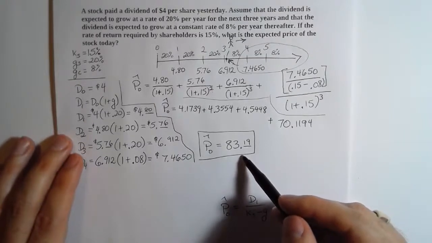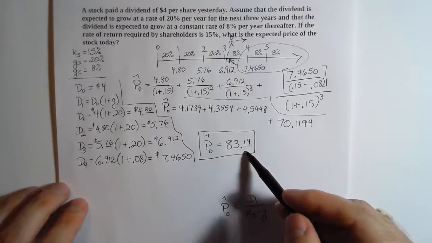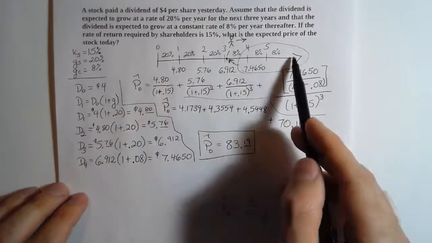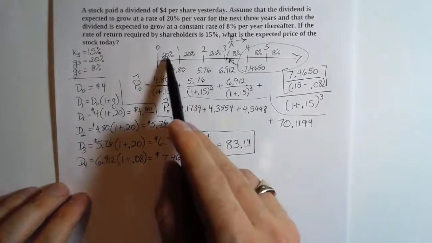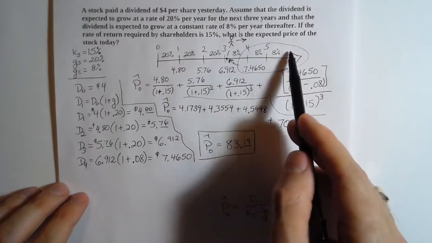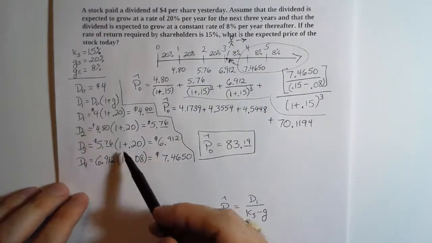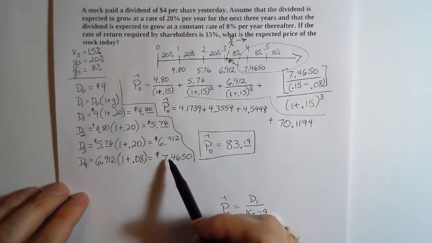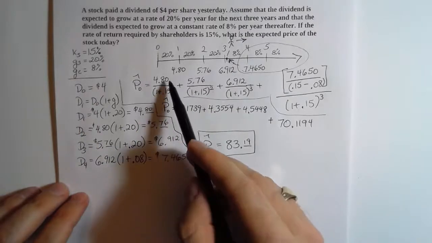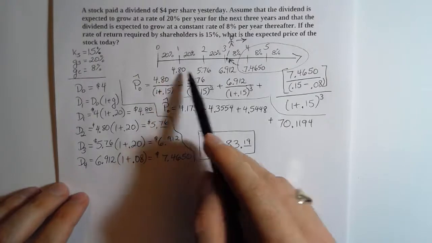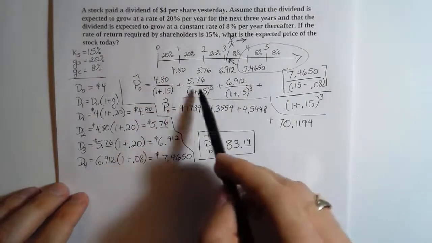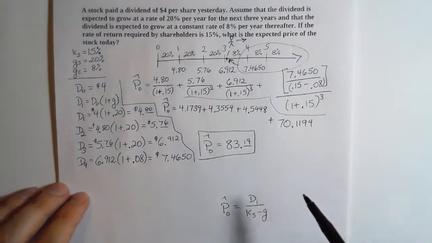But let's recap the steps that we followed to do this. First off, we drew our timeline. Second, we put our growth rates on the timeline. Third, we found the dividends using the growth rates. And then fourth, we put our dividends on the timeline. And fifth, we did some time value of money calculations here.